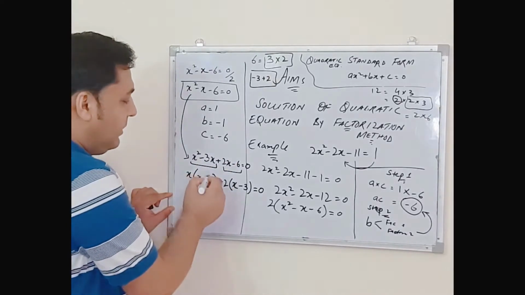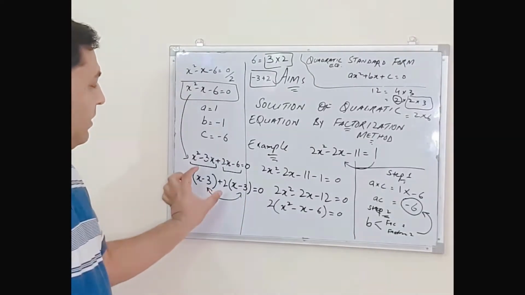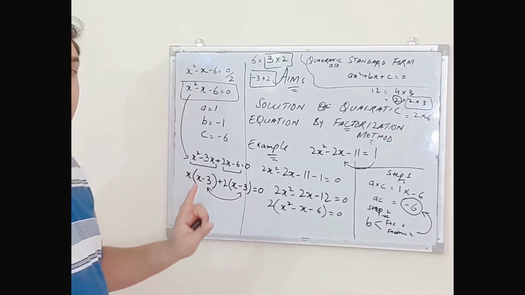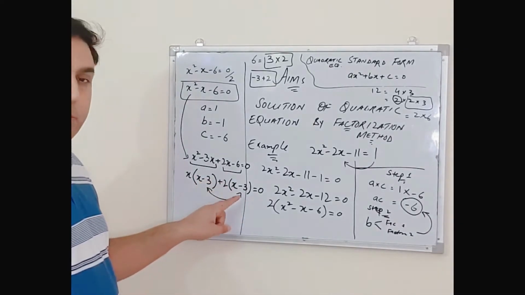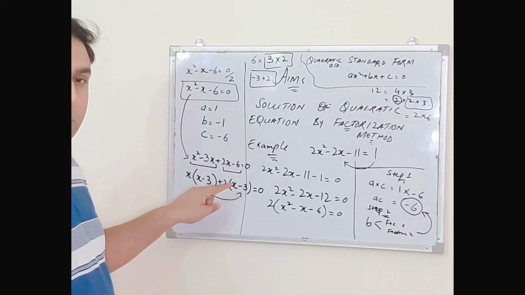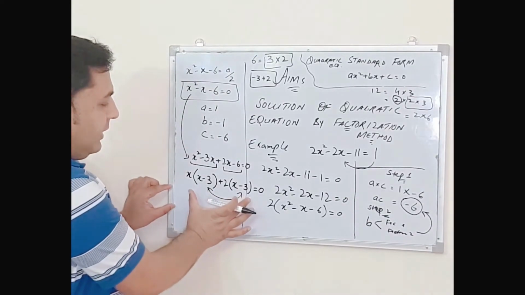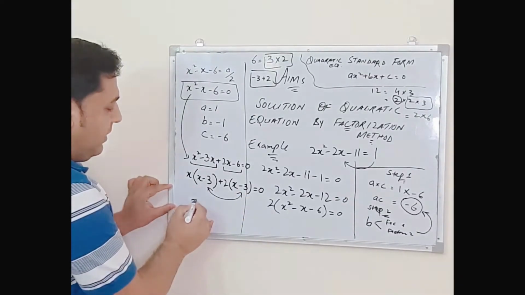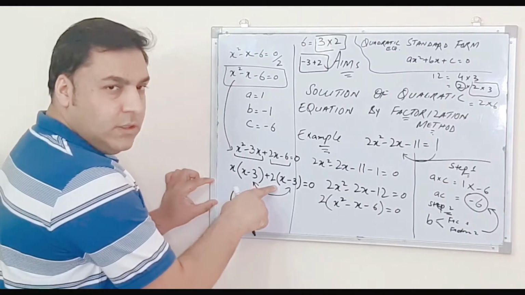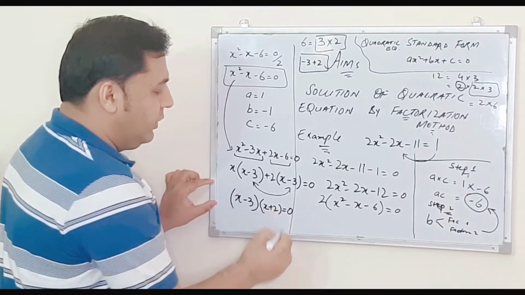And these two terms will always be the same. Whenever you take common, these two terms will always be the same. If you are not getting the same value, it means you are doing something wrong and have made a mistake while taking common. Now in these two terms, x minus 3 is common. X minus 3 I will take out, and I am left with x plus 2. So x minus 3 times x plus 2 equal to 0.